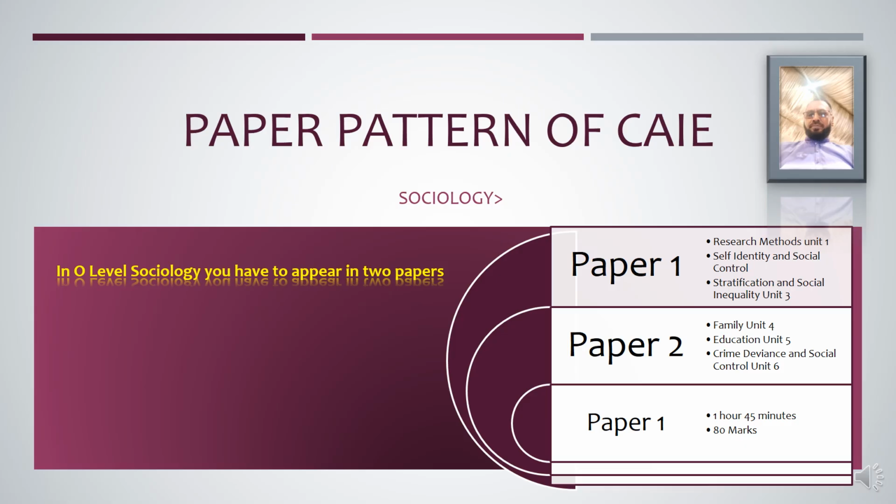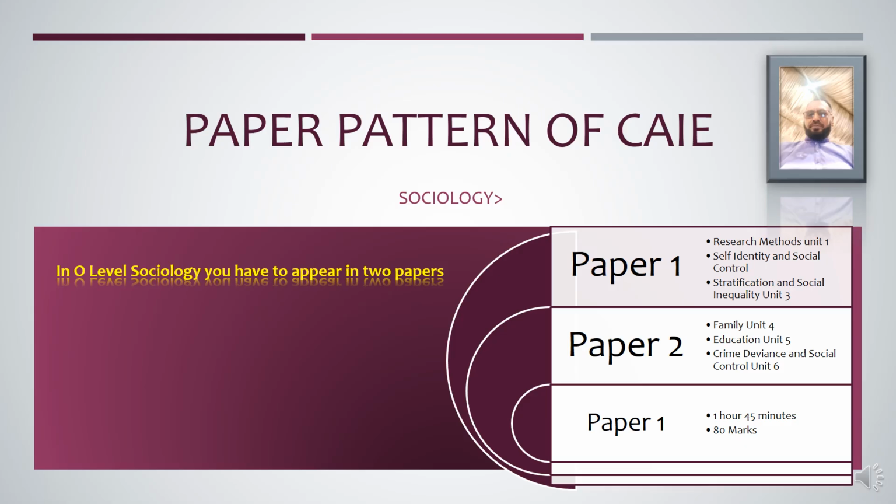For paper one, you have to prepare three chapters. Chapter one, that is research method. Chapter two, self-identity and social control. And chapter three, stratification and social inequality. So the first, second, and third chapters, you are going to study to appear in paper one. The questions in paper one come from these three chapters, right? Section A, question number one of paper one, is always from research method, and it is mandatory, compulsory to attempt.